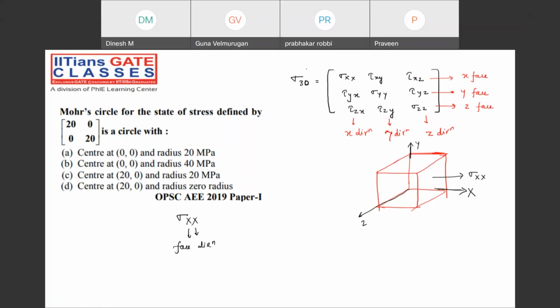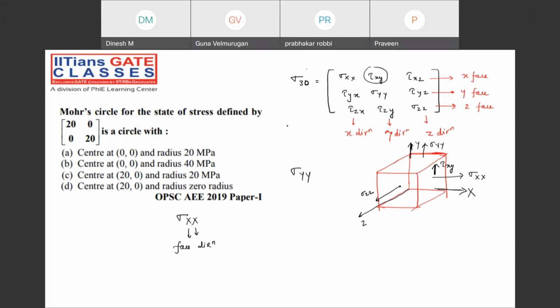X face, X direction. Now suppose I want to show you sigma YY. Y face, Y direction, sigma YY. Z face, Z direction, something like this. Suppose I want to show tau XY. How will it look? It should be in the X face, but in the Y direction. This will be your tau XY. Understanding my point or not? Check it out, guys, all of you.